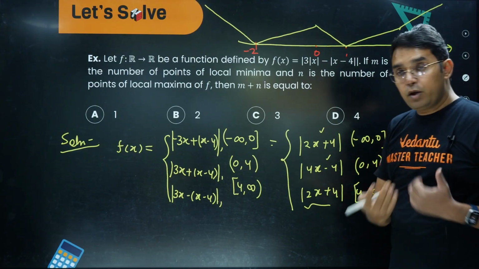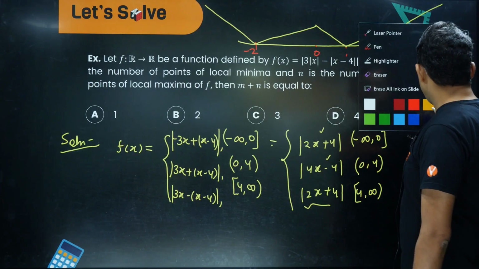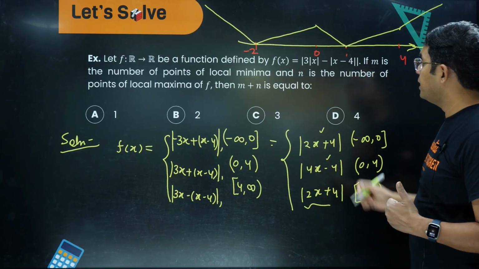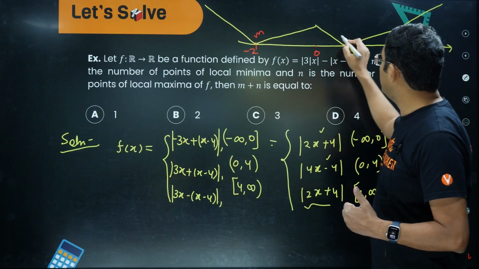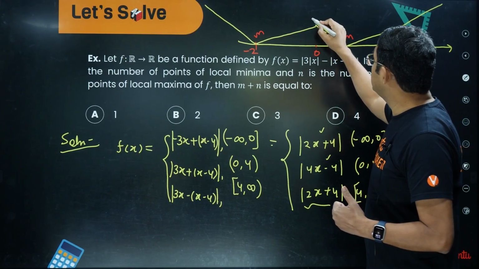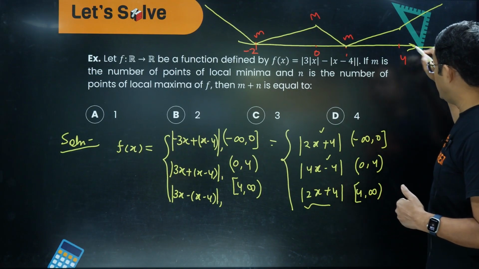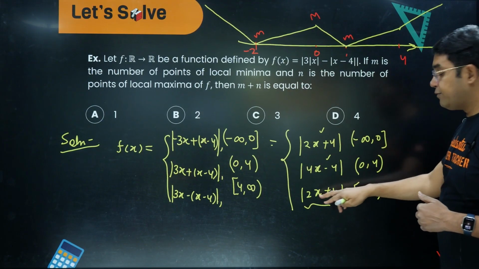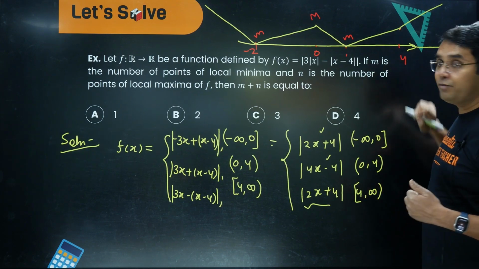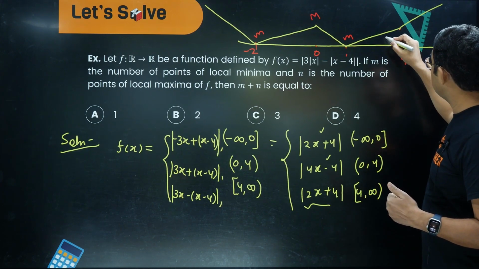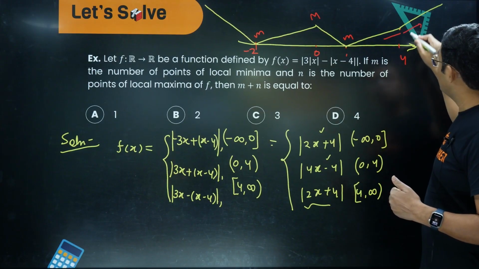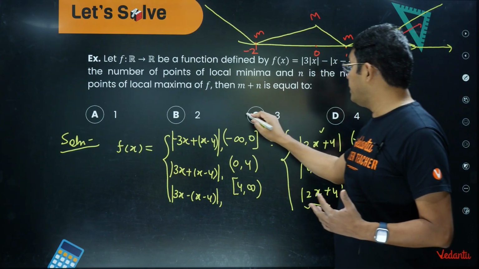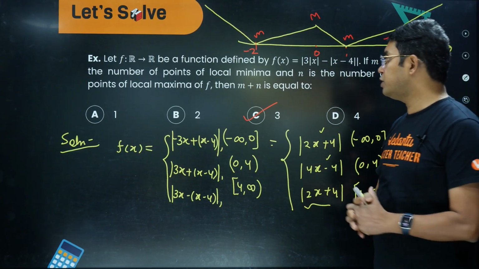You can draw an accurate graph, but my points of local maxima and local minima can be observed very clearly here. I think this will be a point of local minima, this will also be a point of local minima, and this will be a point of local maxima. Dear students, at 4, just before 4 the slope is 4, and after that it is 2. So this is a point of non-differentiability, but the graph is increasing and increasing. So this is not any point of local maxima or minima. So the total number of points of local maxima and minima will be 3 for this question.